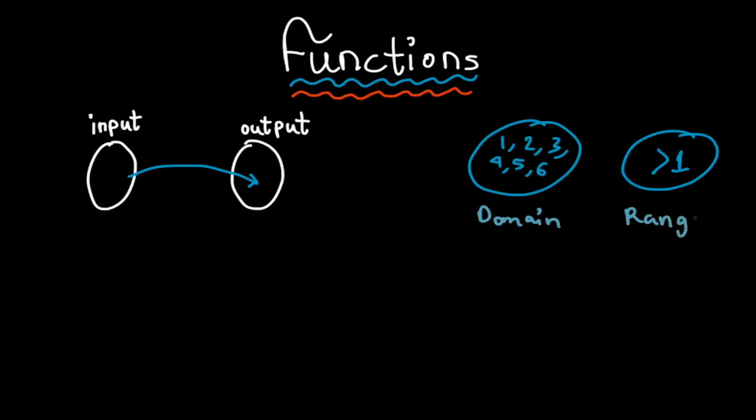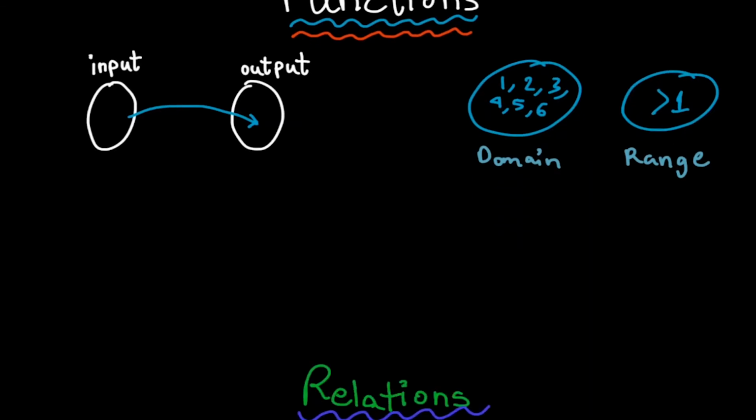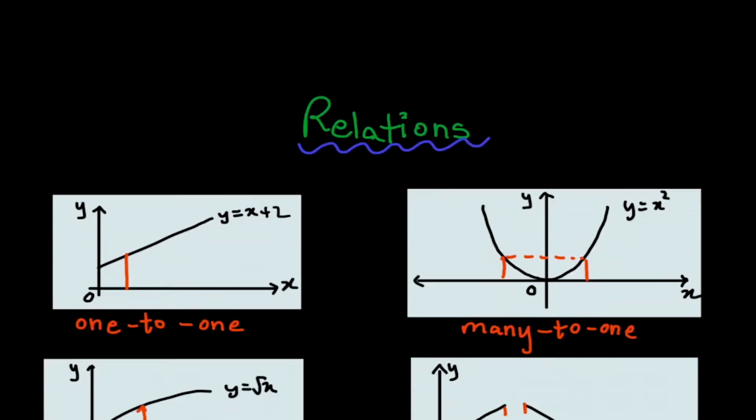So we can see that the function connects the input and the output, thus relating them. Hence, a function is called a relation. There are many types of relations, but not all relations are functions. Let's see some examples.